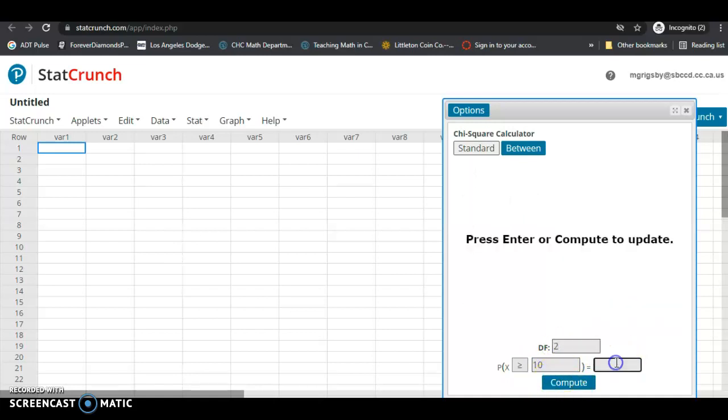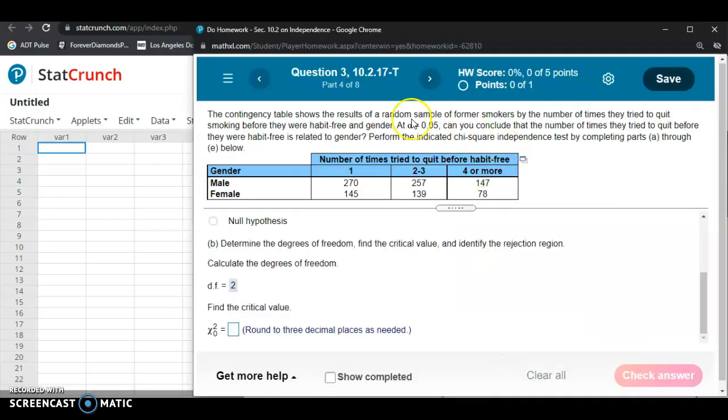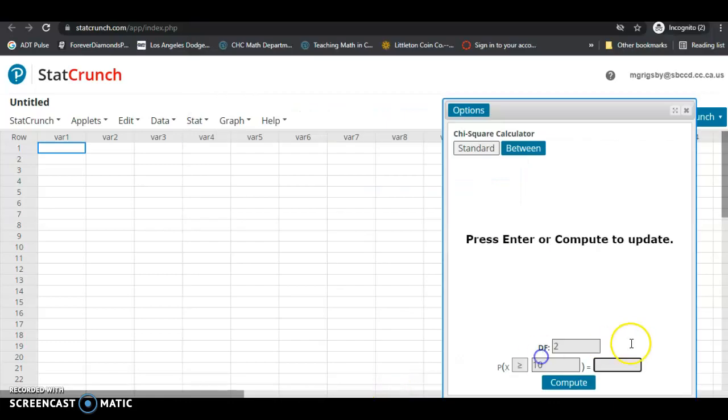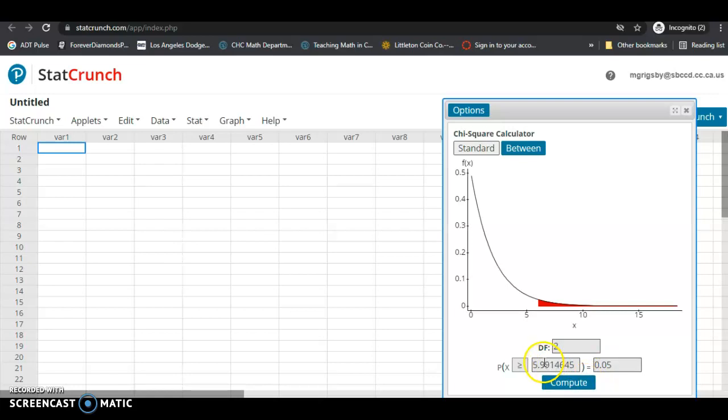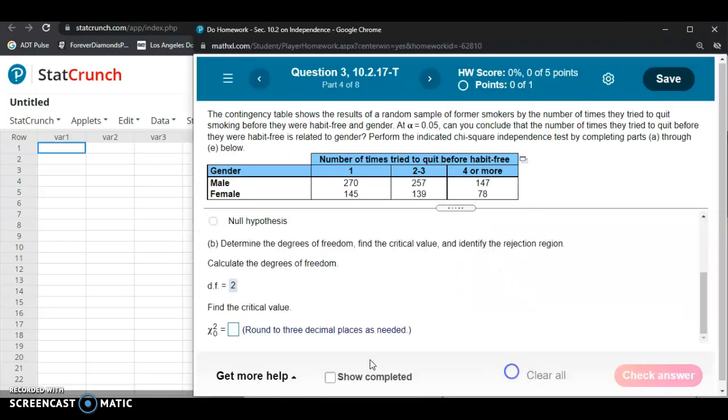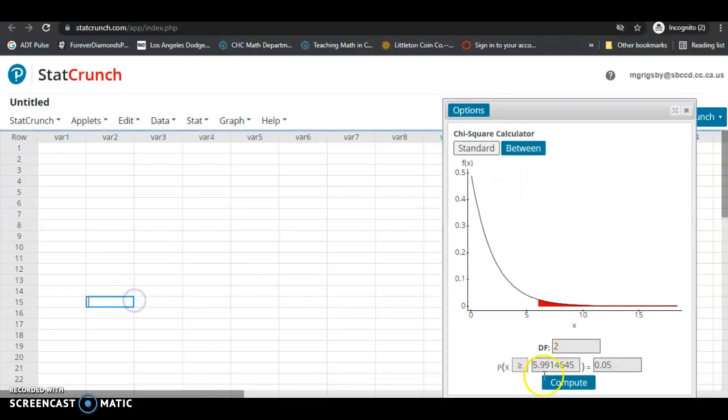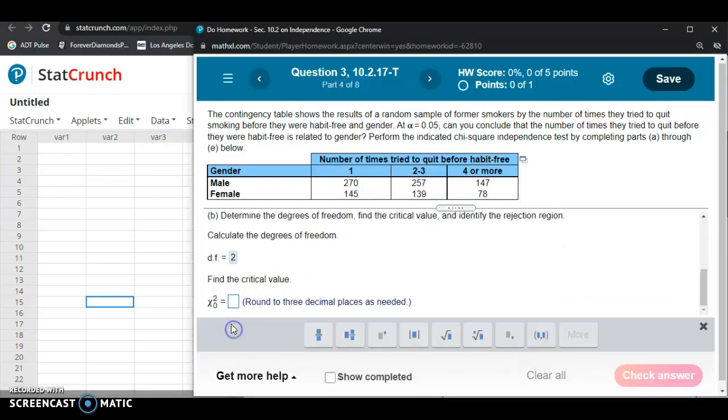Alright, and then our significance level goes in this box. The problem says our significance level alpha is equal to 0.05, which will go here. Alright, and then when we click compute, you can see that the right tail of this graph is shaded. So we're going to go ahead and type in the critical value, and we're going to round that to 3 decimal places, so it's 5.991. There's our critical value.